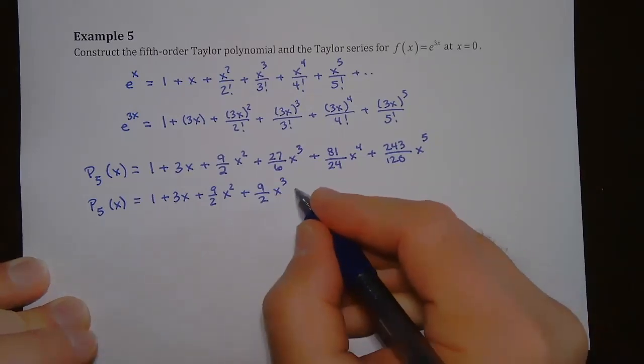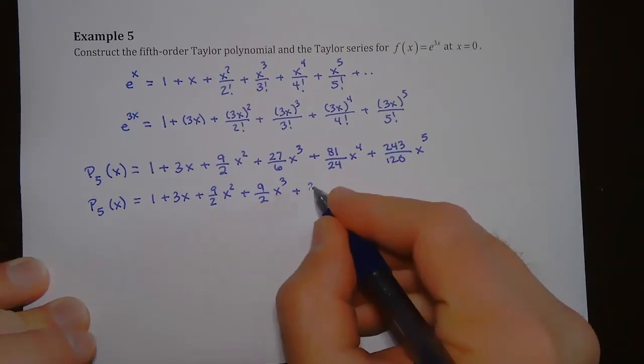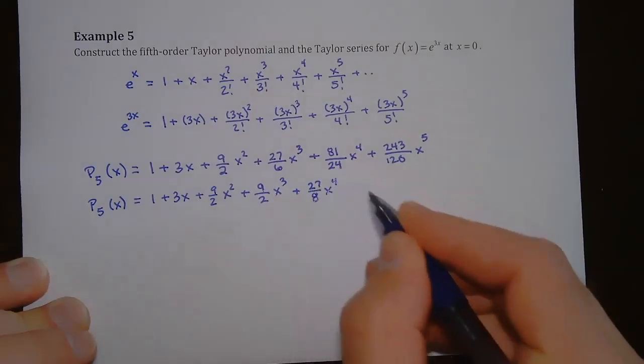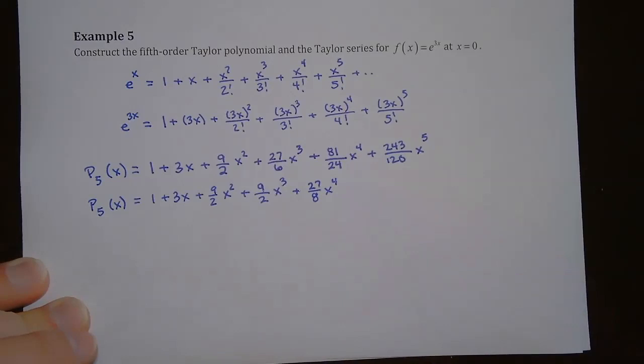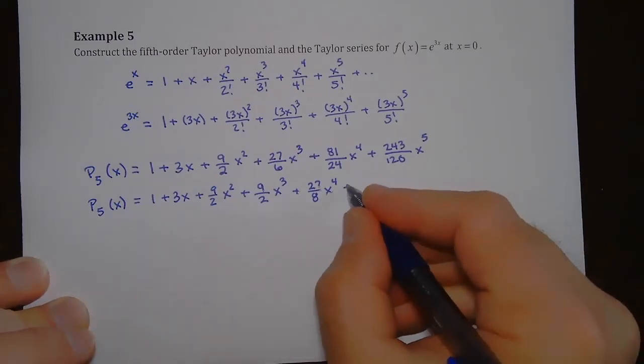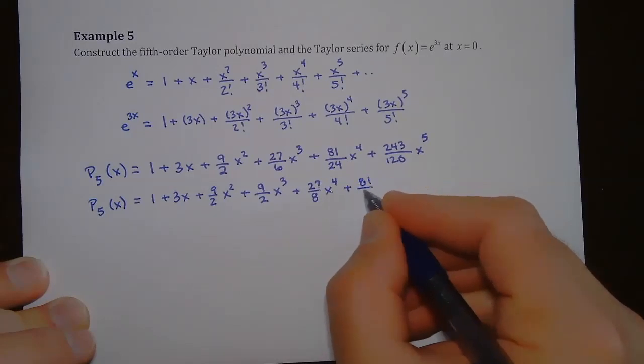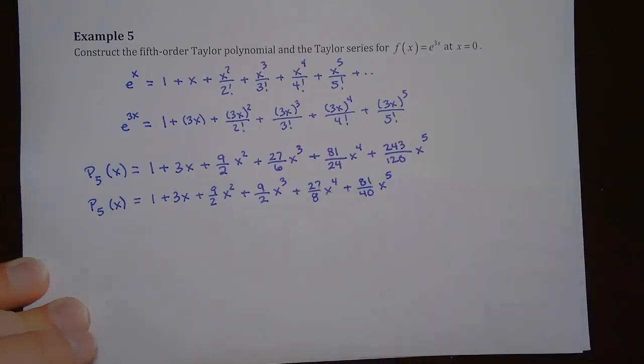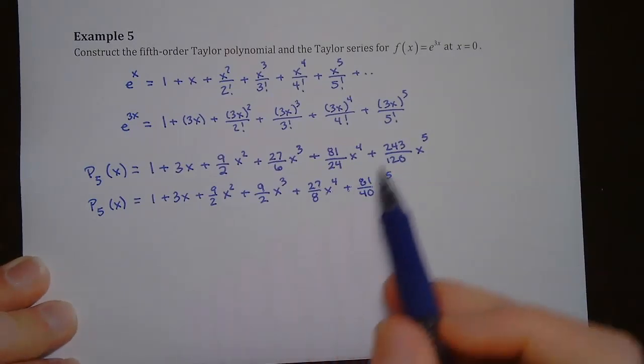Is 27 eighths. So plus 27 eighths x to the 4th, and 243 divided by 120, that's 81/40ths, plus 81/40ths x to the 5th. Okay, and that's the 5th degree Taylor polynomial for e to the 3x.